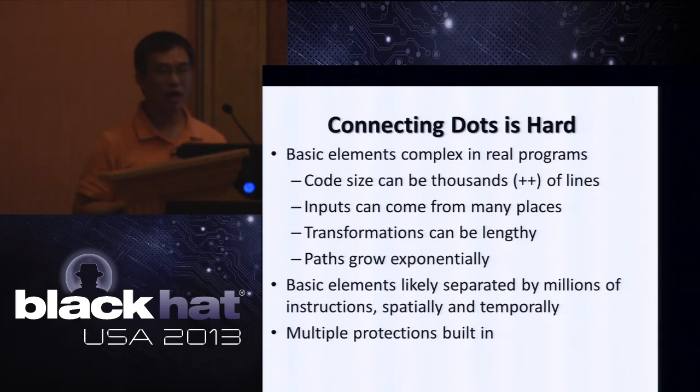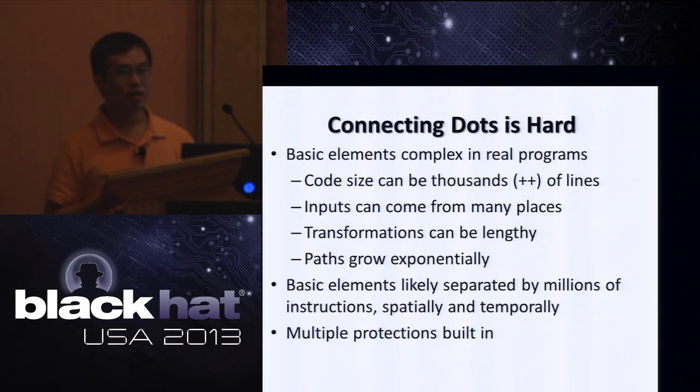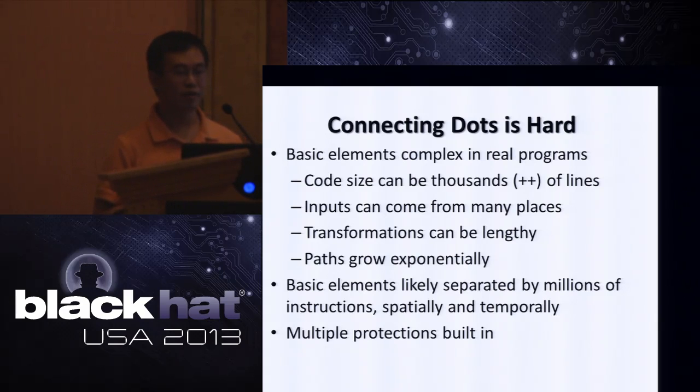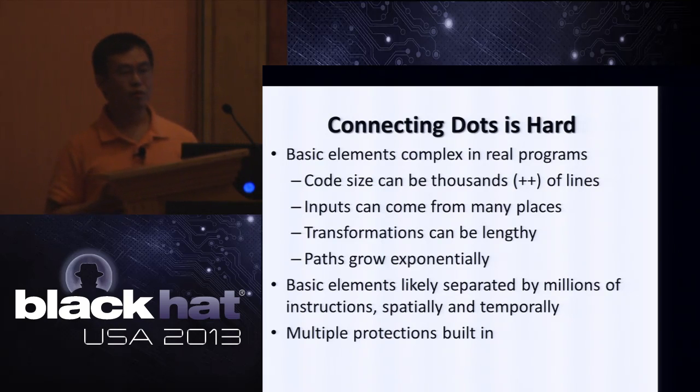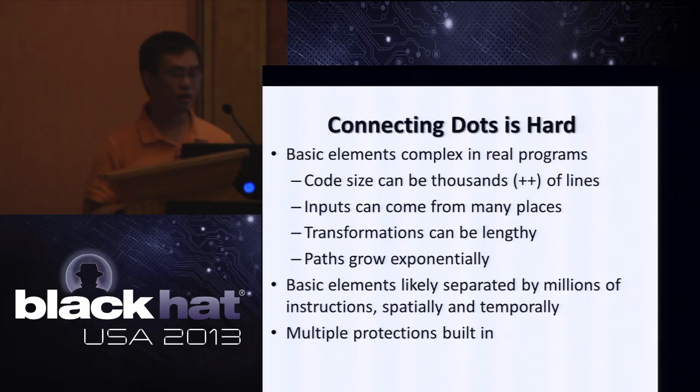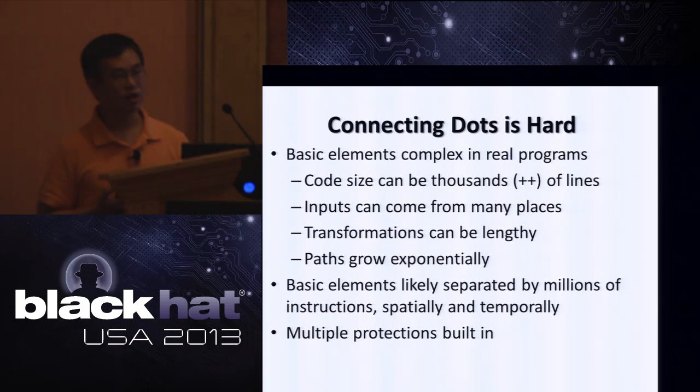In the running examples we show you, it's not that hard because everything fits into one simple file. It's in one place and happens almost one after another. But in real-world programs, all these basic elements can be complicated. For example, the code size can be big. The inputs can be plenty and come from all different sources. And the transformation code can be lengthy. The input paths can grow exponentially.